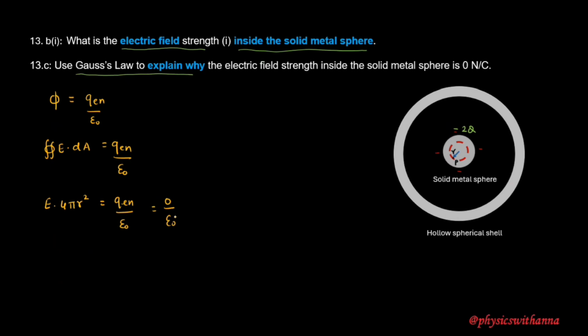So when you take 0 over epsilon naught, that will give you 0. So we get E times 4 pi r squared to be equal to 0. That gives me the electric field to be equal to 0 newton per coulomb. Now this is true for any conductor because of electrostatic shielding. The net electric field inside a conductor will always be equal to 0.